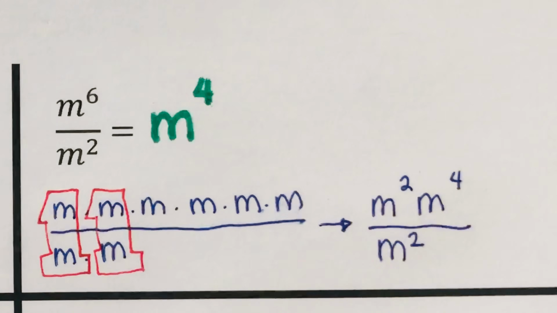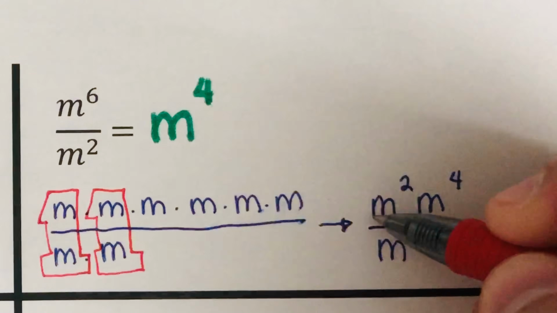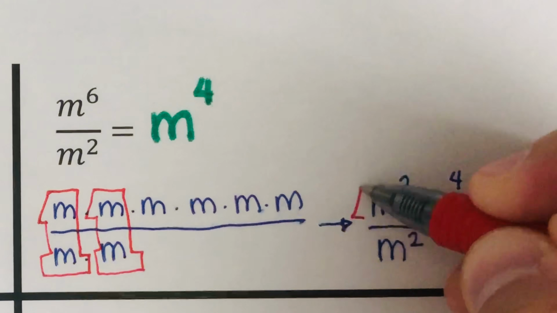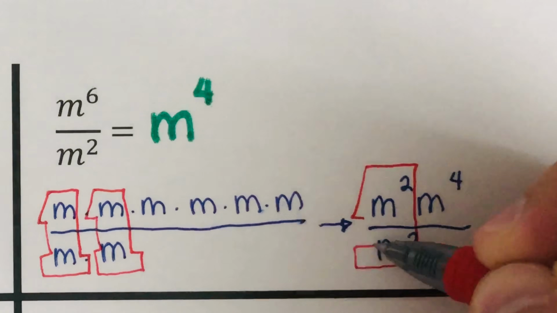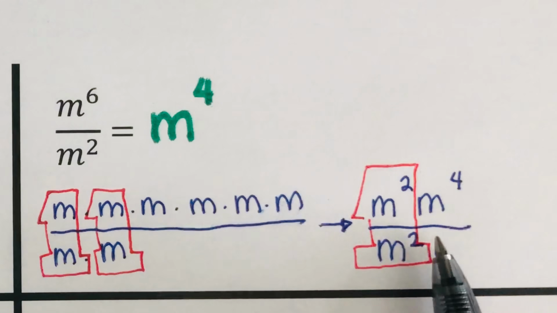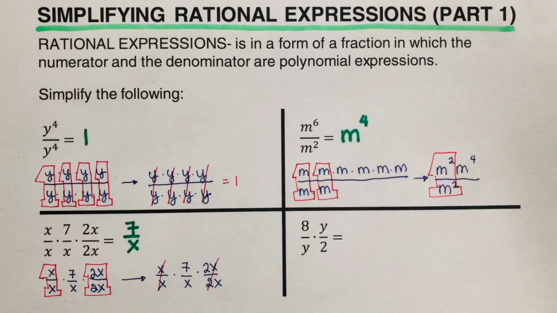Although you can also rewrite it. You can write them all out. That should be fine too. But this is the other way to do it. So you can see that this m squared over m squared is actually 1. So then we are left with m to the 4th.